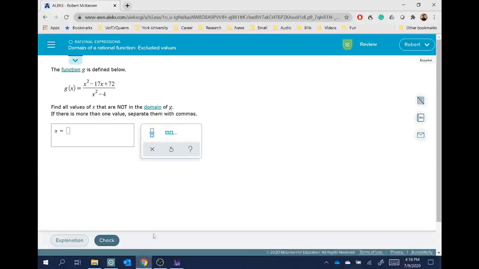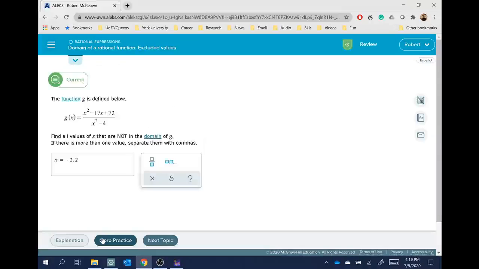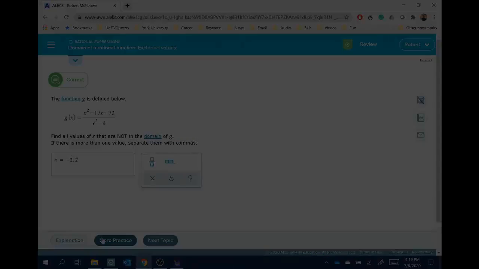Here we are on ALEKS. I'm going to put in our answers. We had -2, and then I'm going to follow the instructions: put in a comma and a 2, and I'll click on the check button, and fortunately we got the right answer.